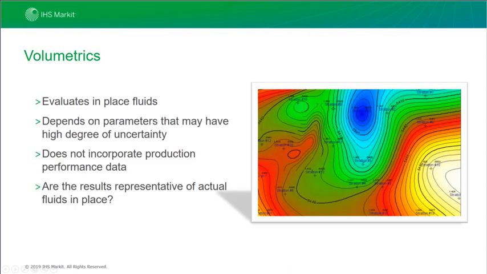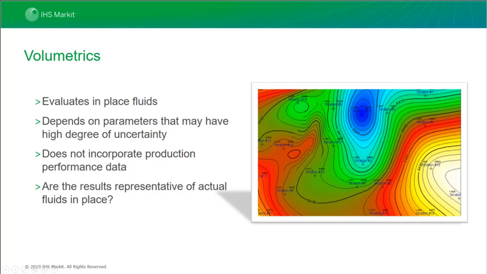So let's look at another traditional method of analysis, and this is volumetrics. So volumetrics are a useful method for evaluating fluids in place when performance data is not known or not available. This method does have its limitations though. Volumetrics is limited because it relies on inputs that are not usually well known.